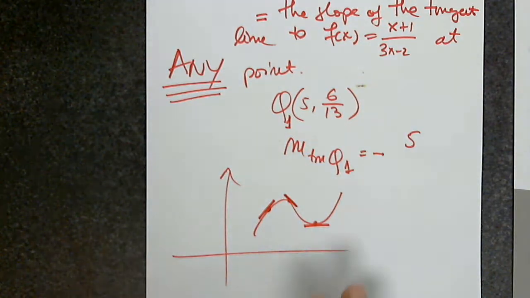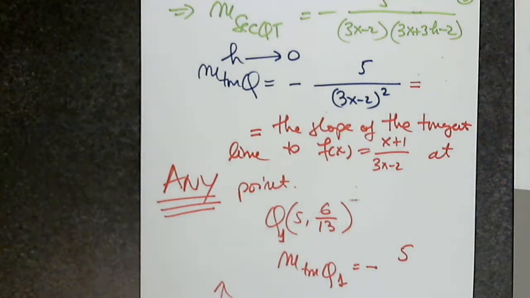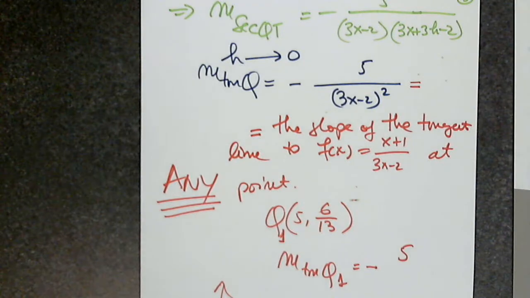So since this expression gives me the slope of the tangent line to the graph of f of x at any point, now I created a point with x equals 5 and y equals 6 over 13. What will be the slope of the tangent line at that point? How do I determine it? Can anyone say? How do I determine that?